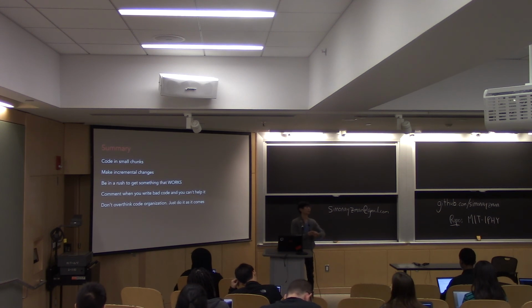Three, if you know you're writing bad code and you can't do anything about it because that's the best you can muster, just put a comment there or two. Be like, okay, this is bad. It probably will break later, but for now it's fine. And just jot it down. And four, when you're organizing your code, don't go overboard about it. Just do it as it comes.